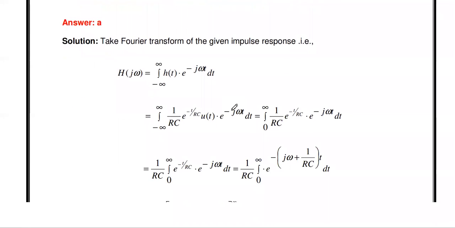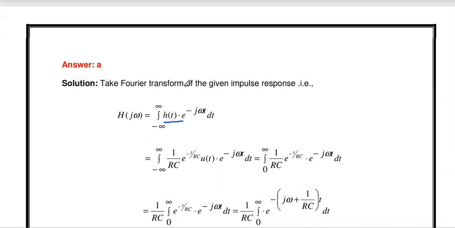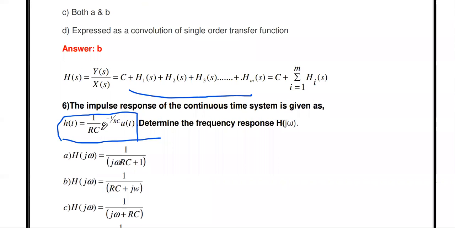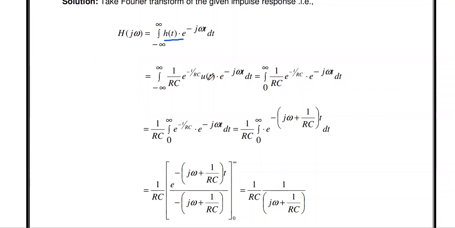So you know the Fourier transform formula. The Fourier transform of the impulse response can be written as capital H of j omega. The formula is the integration from minus infinity to infinity of h of t e power minus j omega t dt. Next step, we have to substitute the value of h of t. The h of t is 1 by RC, where R is the resistance and C is the capacitor. So 1 by RC is a constant: 1 by RC e power minus t by RC into u of t. So you just substitute here 1 by RC e power minus t by RC u of t into e power minus j omega t dt.